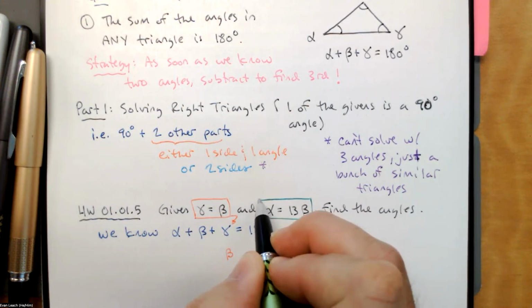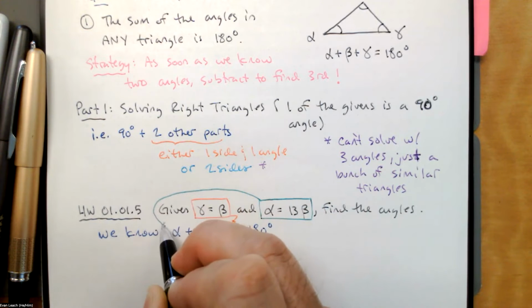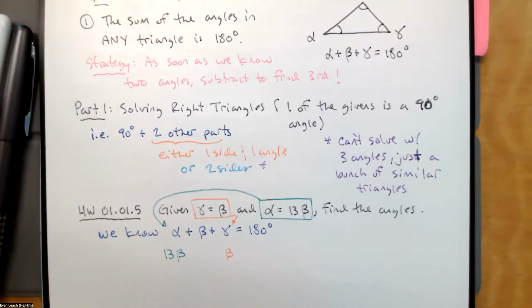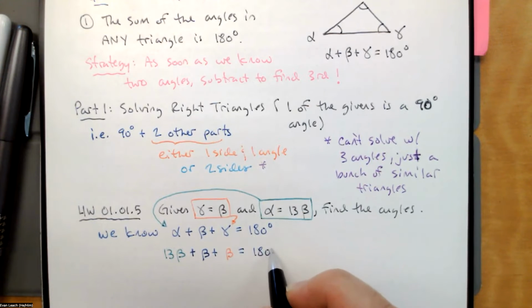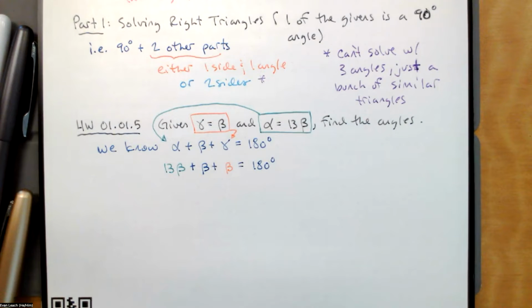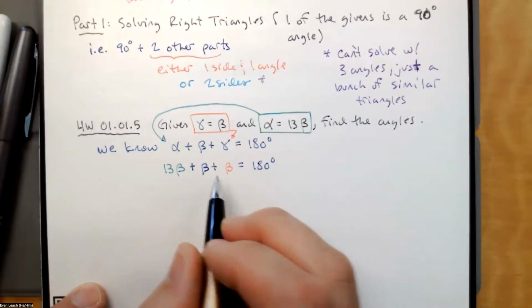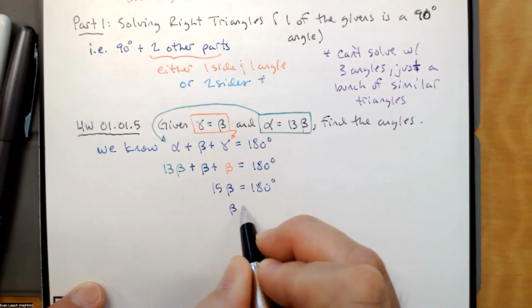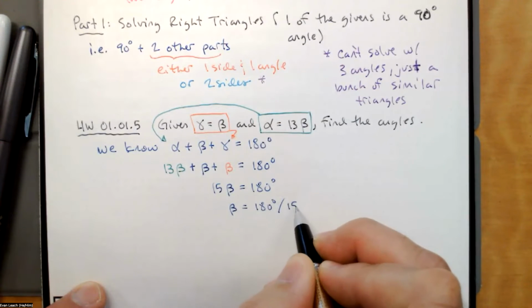So I'm going to take this piece of information and replace alpha with the 13 beta. I'm going to leave the beta where it is. Everything is being written in terms of beta. So now, instead of having an equation, alpha plus beta plus gamma equals 180 degrees, that is one equation with three different variables in it, I now have one equation with one variable in it. And then we can solve. Now that everything's in terms of beta, I can add 13 beta, 14 beta, 15 beta is 180 degrees. So beta is 180 degrees divided by 15.